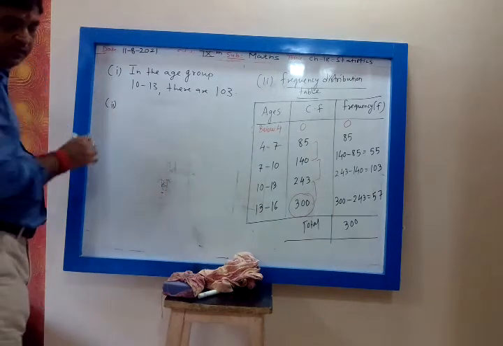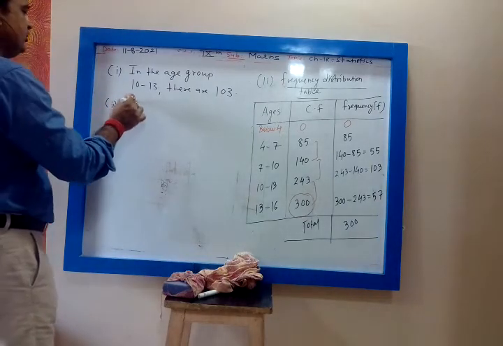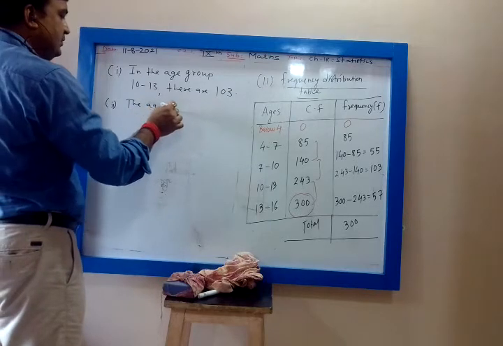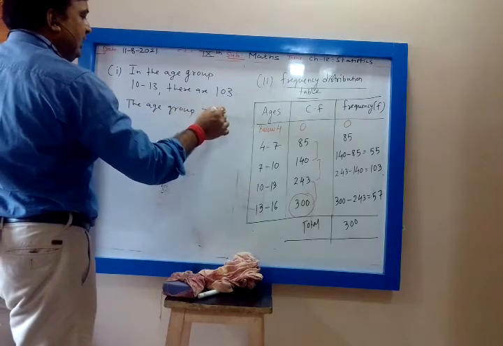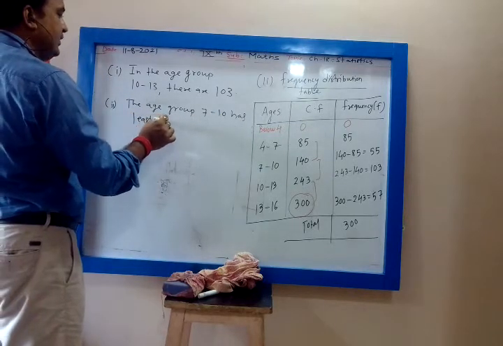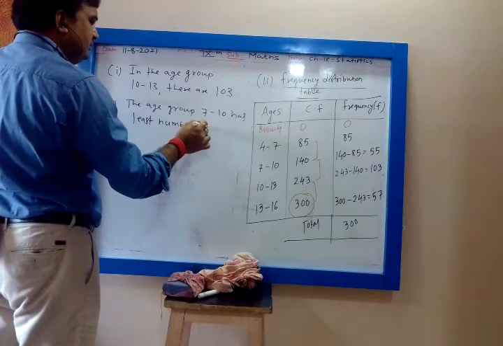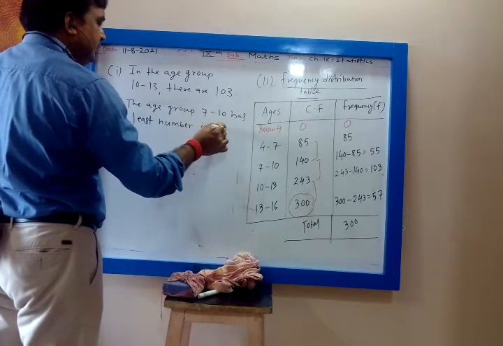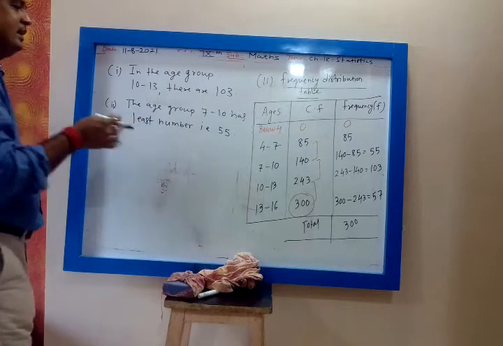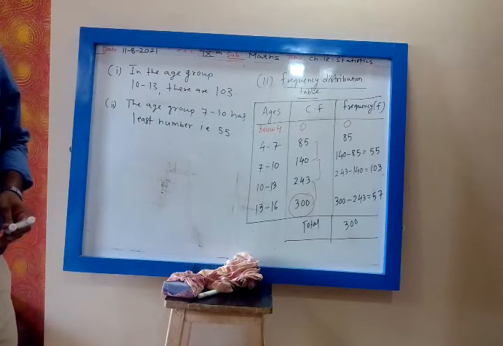Then second, state the age group which has the least number of students. Least means smaller. The age group 7 to 10 has the least number of students, that is 55. The age group 7 to 10 has the least number.